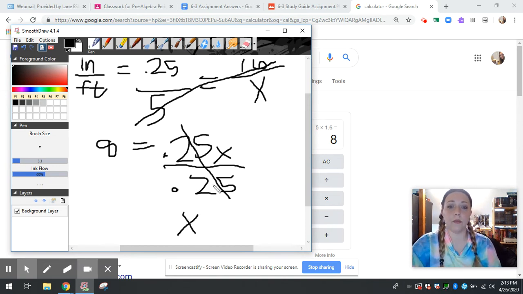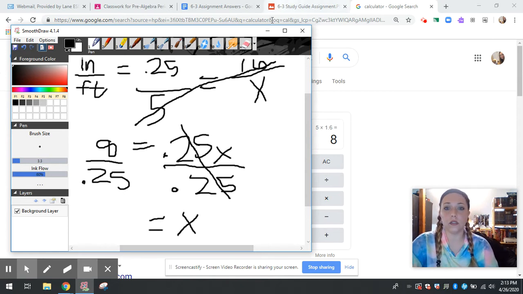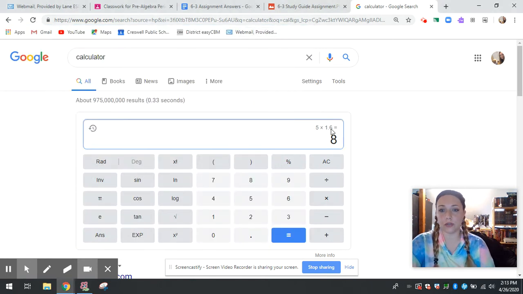But I have to remember what I do to one side, I do to the other. So I divided this side by 0.25. I have to divide this side by 0.25 as well. Bring my equals sign down. 8 divided by 0.25 equals 32.